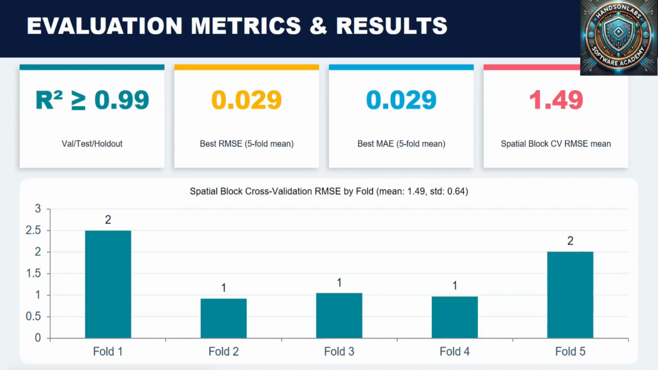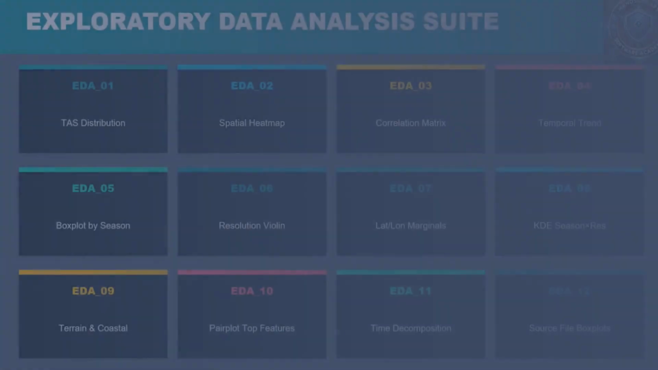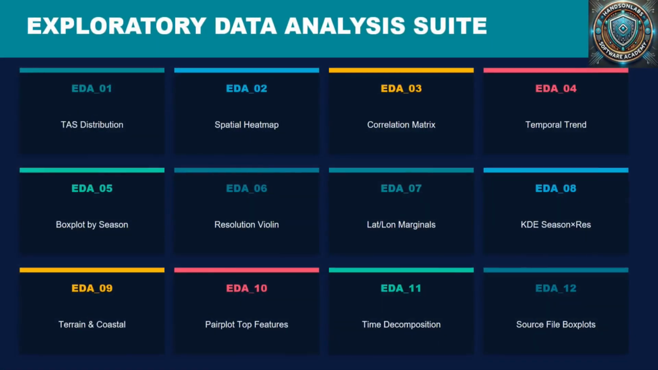Then, of course, down below here, you can see the spatial block cross-validation RMSE by fold, the comparison of these two. So let's move to the next item, which is the exploratory data analysis suite. Here you can see, of course, all the updated EDAs from EDA 1 to EDA 12. I'll be leaving the link to the GitHub at the end of this video, or you can check it in the description panel just below this video.